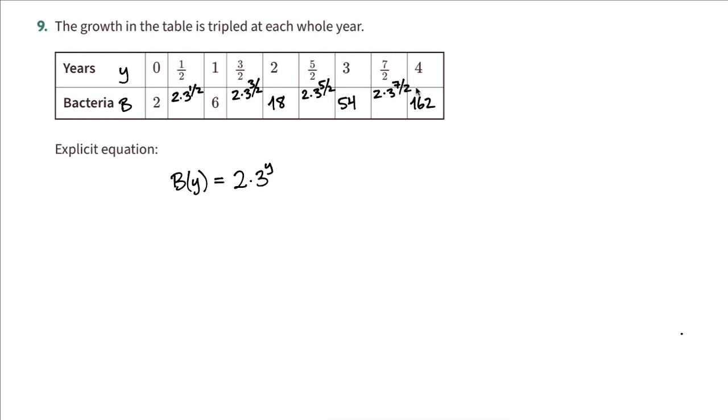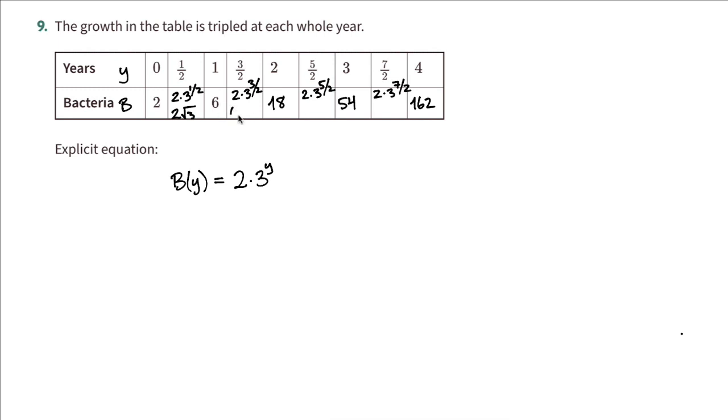But there's also the root form. So to get from 2 to 6, we're multiplying by 3. But if I only want to do half of the required multiplication by 3, that is the square root of 3. So 2 times the square root of 3 is that number there and there. And then if I multiply by another square root of 3, I get 2 times 3, which is 6, and that puts me there.